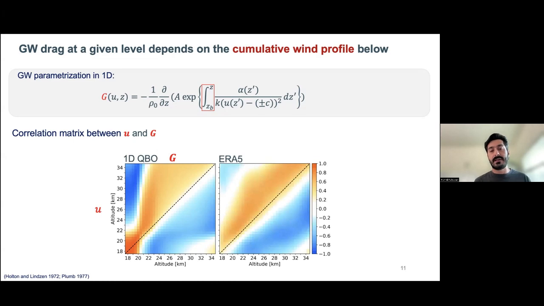And this non-locality actually is not something specific to the 1D model. If we look at, for example, the observed QBO based on ERA5 reanalysis, we can see a very similar behavior. So that's one piece of the information.